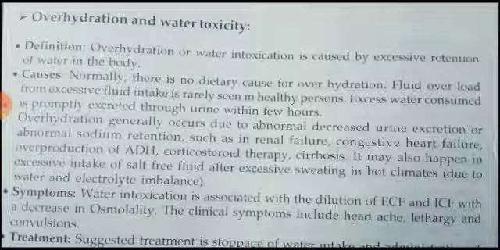Overhydration generally occurs due to abnormally decreased urine excretion. Whenever urine formation is decreased below normal, and whenever urine excretion is disturbed, then overhydration takes place. It can occur in abnormal sodium retention, renal or kidney failure, congestive heart failure, overproduction of ADH, corticosteroid therapy, and cirrhosis. In all these conditions, overhydration is one of the things that can occur.